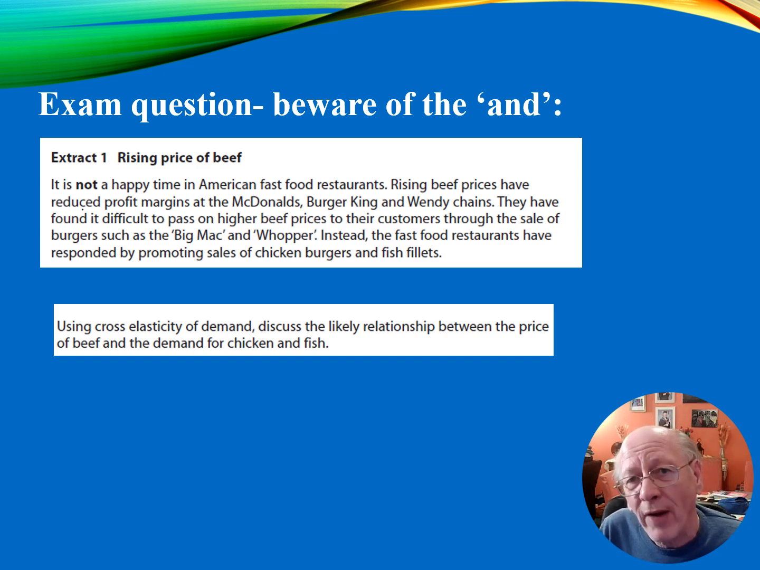So one of them would be a stronger substitute than the other one. So your evaluation would be chicken is likely to have a higher cross elasticity than fish because it is a stronger substitute. Now, that's all really we want to say about cross elasticity of demand.